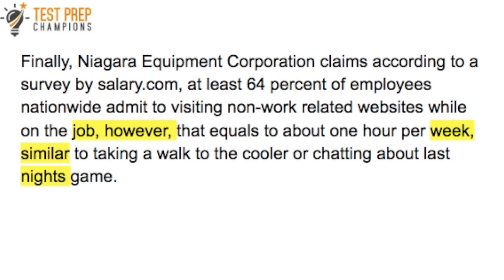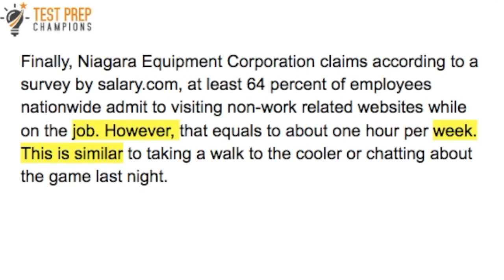So without adding too much extra work for you, if you just shorten some of these sentences a little bit and look for ways that you can take a really long sentence like this one and turn it into at least 2 or multiple sentences, I think that's going to really help your essay score. Here's just an example of how I would recommend doing it. You could say, while on the job, period. However, that equals about 1 hour per week, period. This is similar to taking a walk to the cooler or chatting about the game last night. See how we've taken one massive sentence and, without really making that much extra work for you, split it up into 3 different sentences. So you've got basically a whole body paragraph here that could be a valid body paragraph, all right?